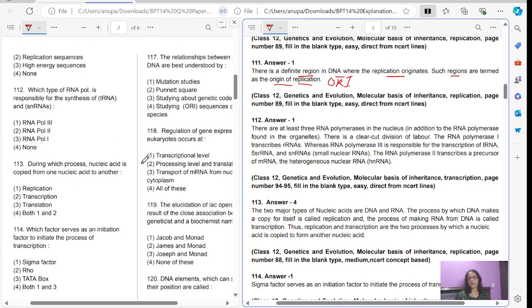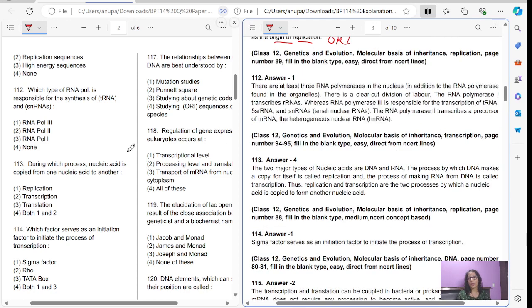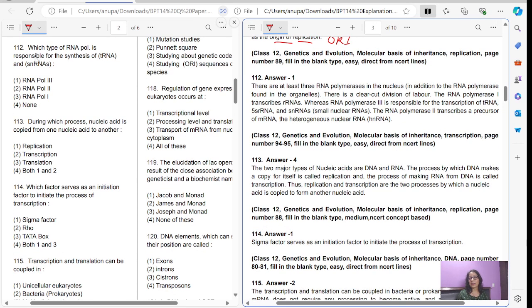Now, let's move to the next question, that is question number 112. It states that which type of RNA polymerase is responsible for synthesis of transfer RNA and snRNAs, that is small nuclear RNAs. And options are RNA polymerase 3, RNA polymerase 2, RNA polymerase 1 or none.